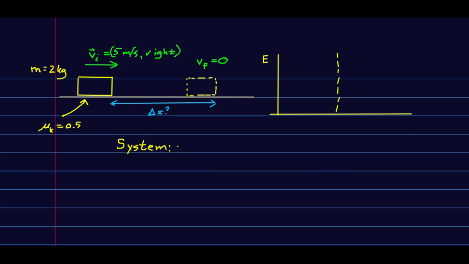Let me start by defining the system. Well, obviously we want the block in the system because we're interested in its motion. The Earth, well, nothing's going up or down, so we really don't care about whether gravity is an internal or external force, so I'm not going to bother with it. And so then the only other thing is the surface. And I'm going to include the surface, but we'll look in a moment at what happens if we don't.